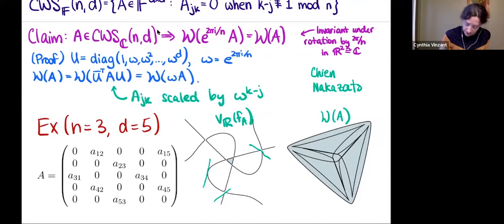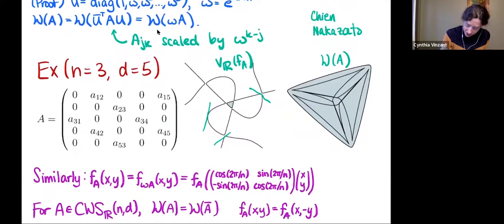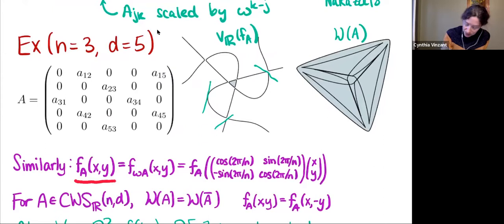And I'll just note that just like the numerical range is invariant under rotation, the polynomials are also invariant under an action of the rotation. So the polynomial F sub A is also invariant under an action of rotation by 2 pi over n. And one can check that if you actually have a matrix with real entries, then the polynomial is invariant under reflecting over the x-axis, changing y to minus y.